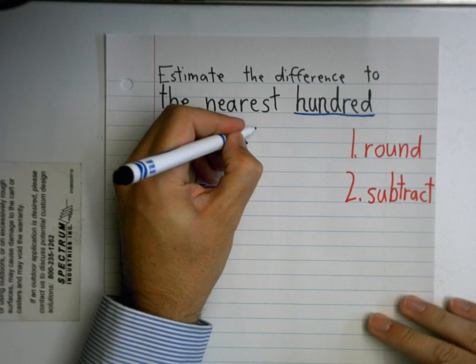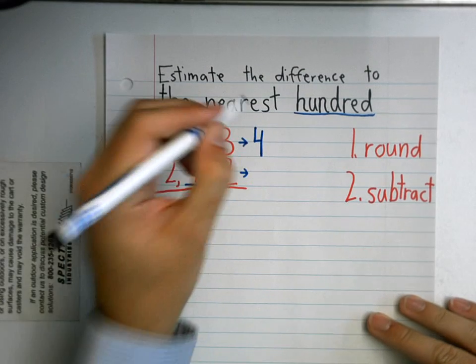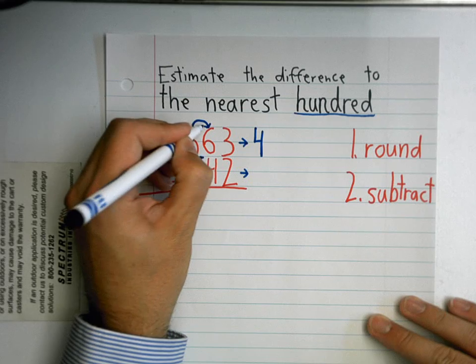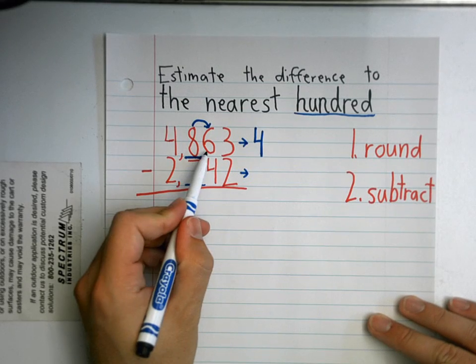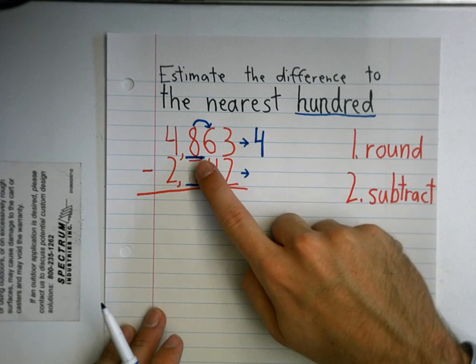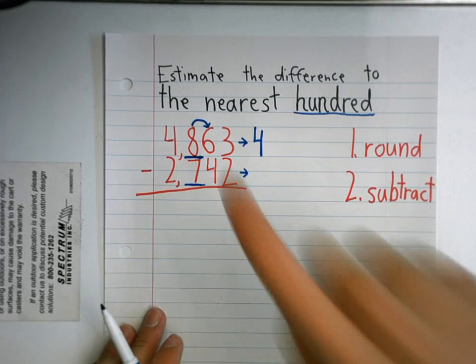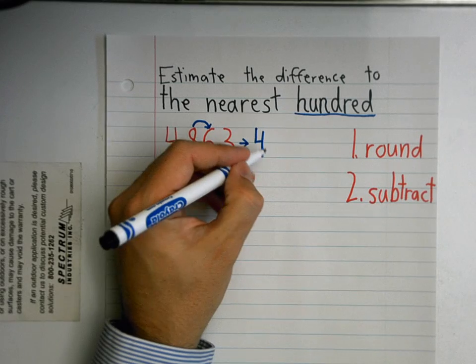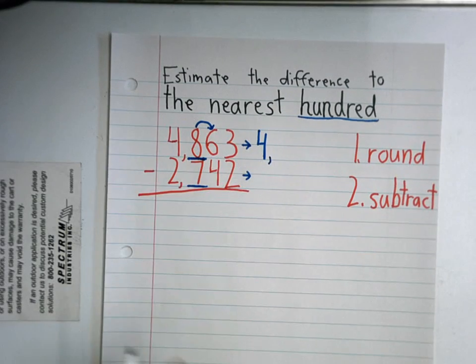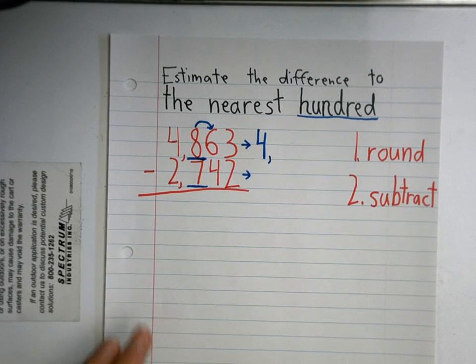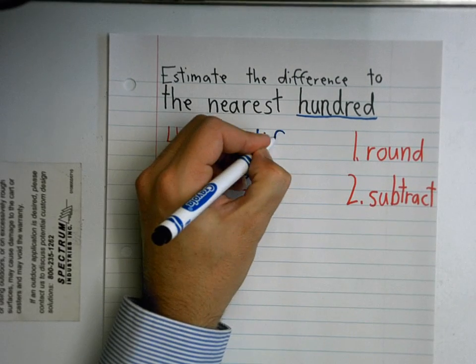So 4. Now I have to look at my underline number and the number after it. There's an 8 and the number after it is a 6. So what happens to this 8? Is it going to stay the same or is it going to go up to a 9? Ryan. Why is it going to go up to a 9? Yes, anything 5 or more rounds up. Okay? So this is going to become a 9.